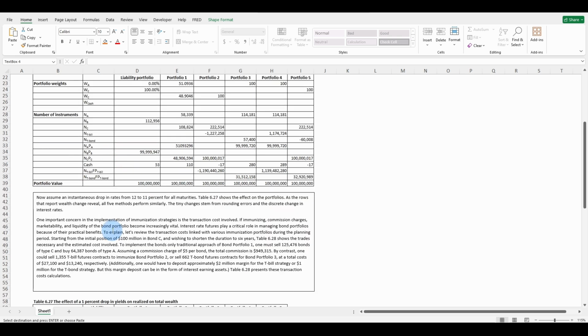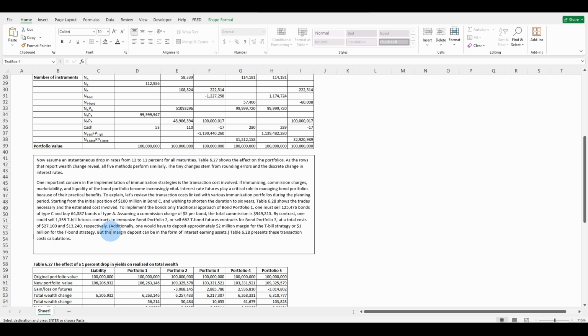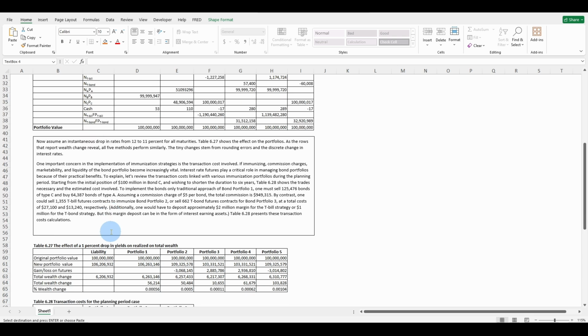Now assume an instantaneous drop in rates from 12 to 11% for all maturities. Table 6.27 shows the effect on the portfolios, as the rows that report wealth change reveal all 5 methods perform similarly. The tiny changes stem from rounding errors and this discrete change in interest rates.